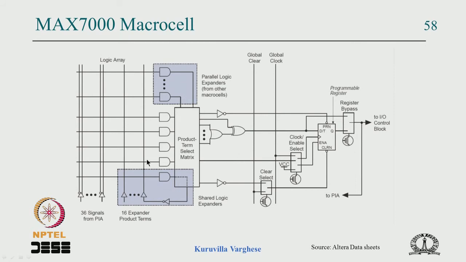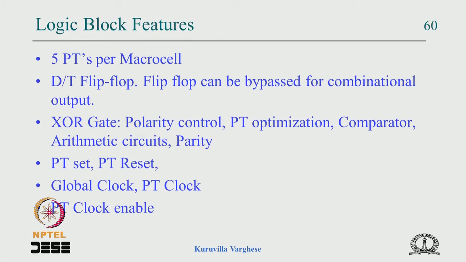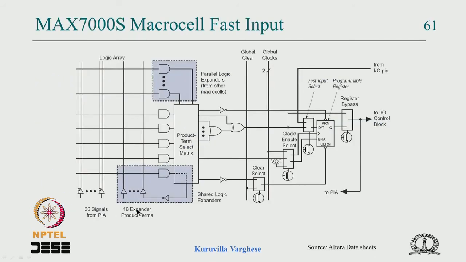So that is pretty much the architecture of the macro cell, and the summary is that you have 5 product terms per macro cell, you can choose between D or T flip flop. The flip flop can be bypassed for combinational output, XOR gate for polarity, PT optimization, comparator, arithmetic circuit, parity. You have product term set, product term reset or global reset, global clock or product term clock, product term clock enable, all that is possible in this architecture.